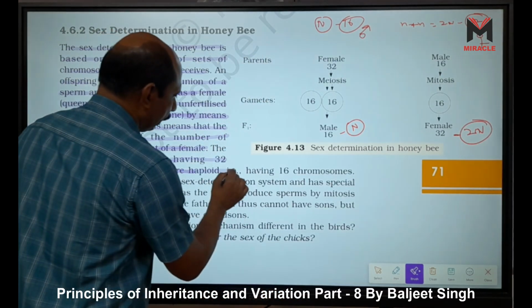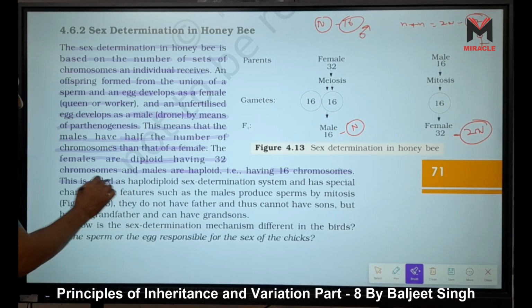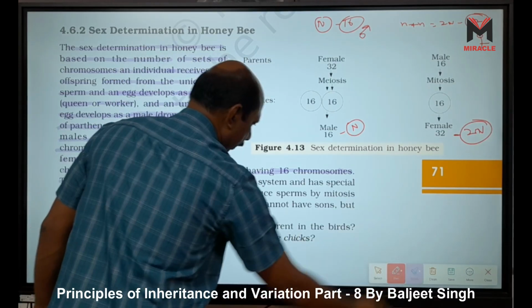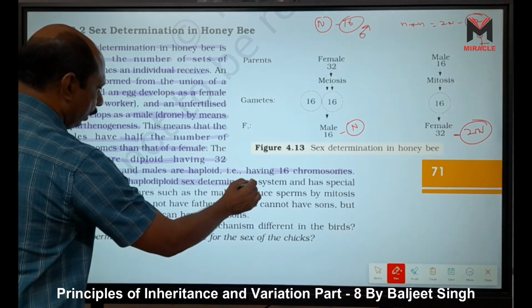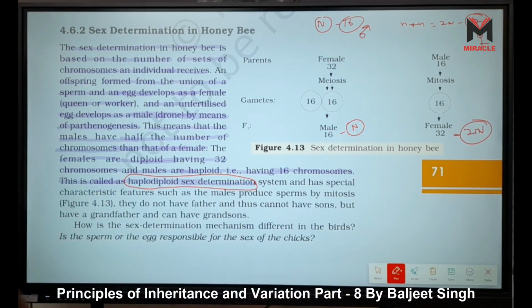And males are haploid, having only 16 chromosomes. This is called haplodiploid sex determination. That specific name is given: haplodiploid. Haplo means haploid, and haploid means male; diplo means diploid, and diploid means female. That is sex determination.